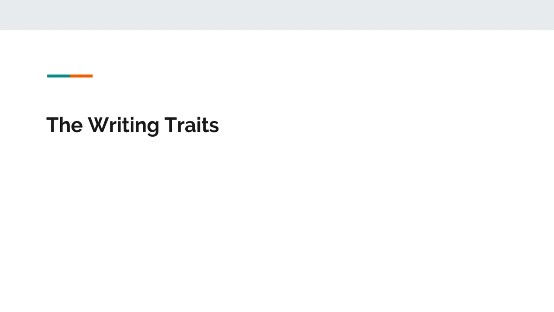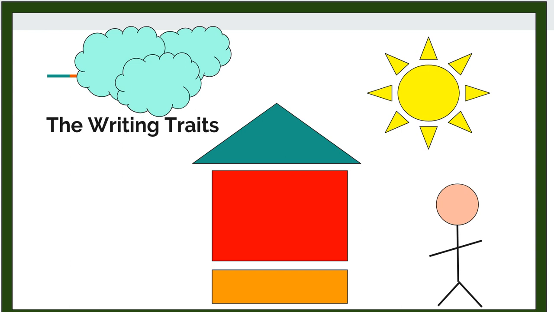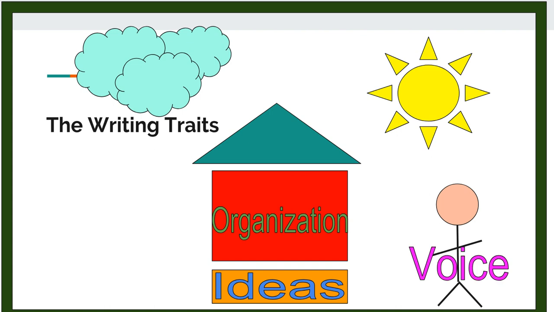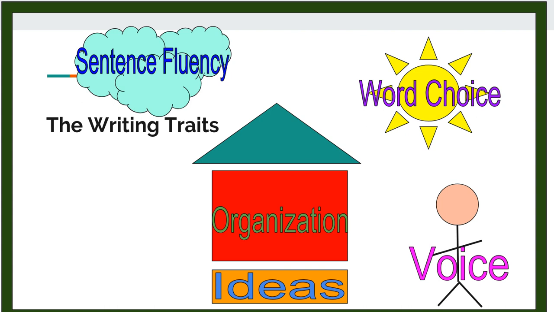So, the writing traits are a little bit like the elements of a picture. We have ideas, organization, voice, word choice, sentence fluency, conventions, and presentation. And all of these qualities are the basic qualities you would find in a well-written piece of writing.